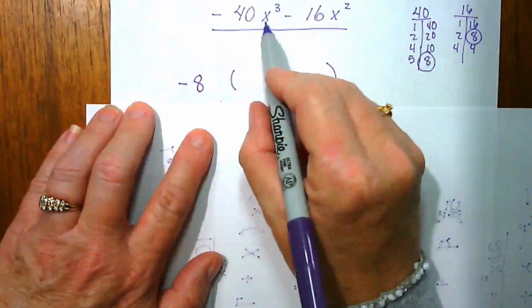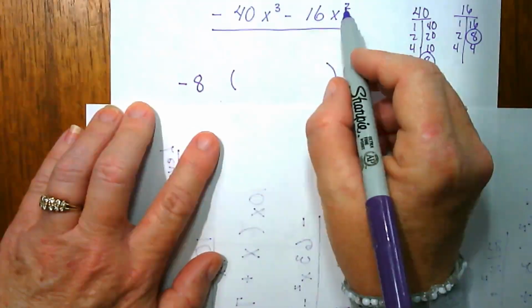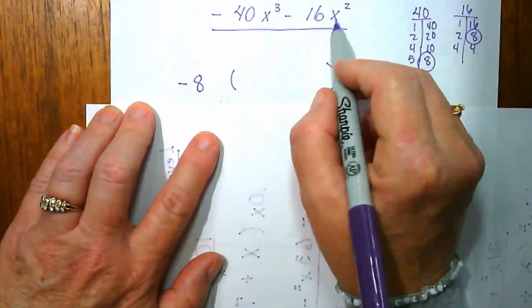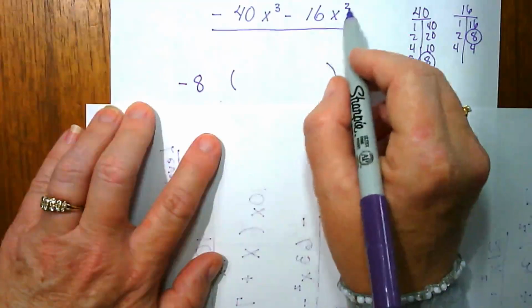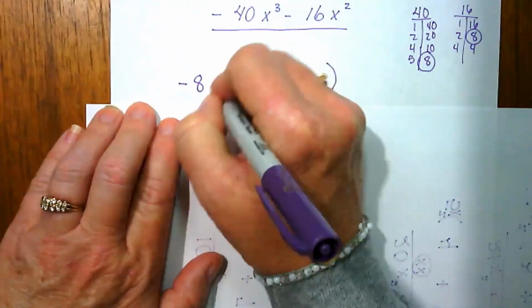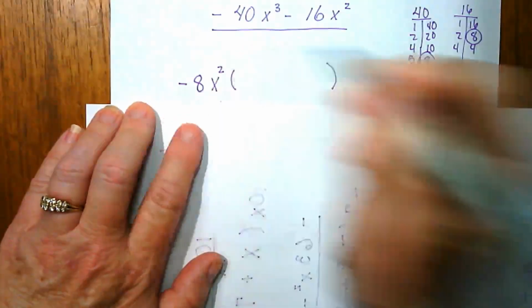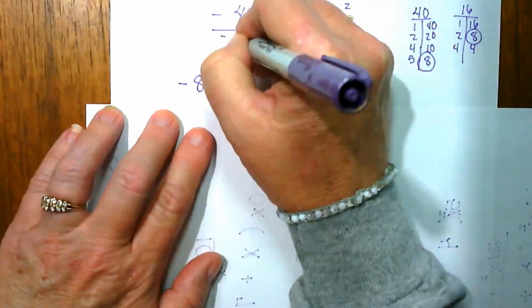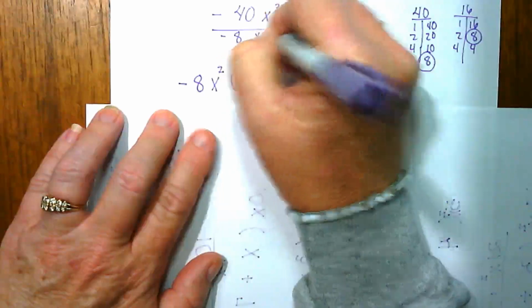Now, there are 3 x's here and 2 x's here. What is the greatest number that they both have? That greatest number is x squared. So I'm going to take x squared out front. Okay, so what I'm really doing is dividing each of these by 8x squared.